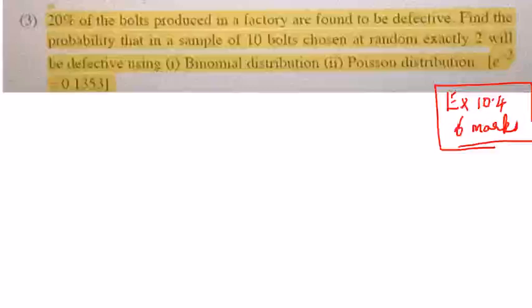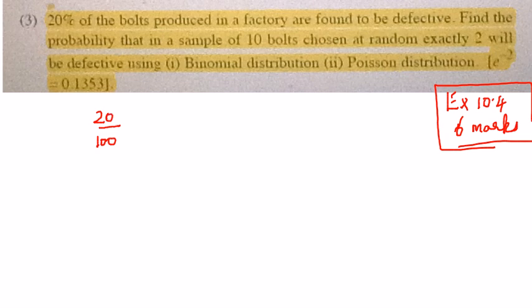Exercise 10.4, third sum. Okay, so they say 20% of the bolts produced in a factory are defective. So that means out of 100 bolts, 20 of them are found to be defective. You have to find the probability that in a sample of 10 bolts, wherein n is equal to 10, chosen at random, exactly 2 will be defective.